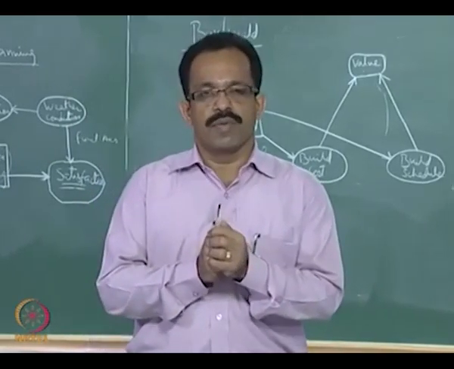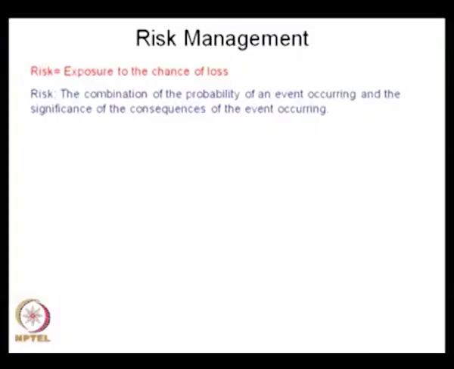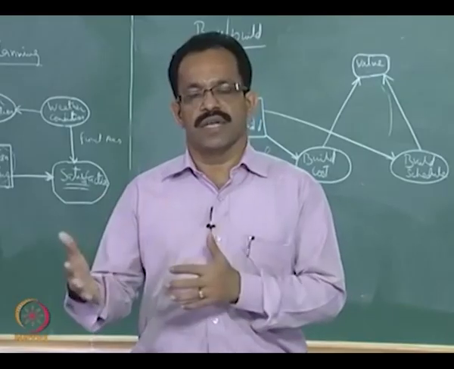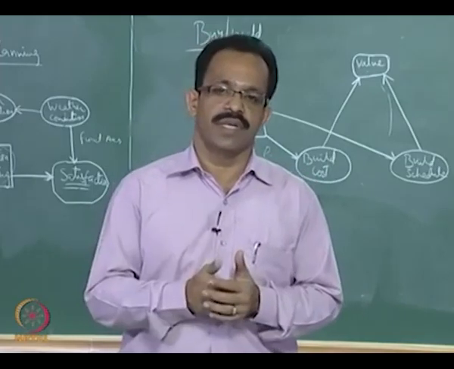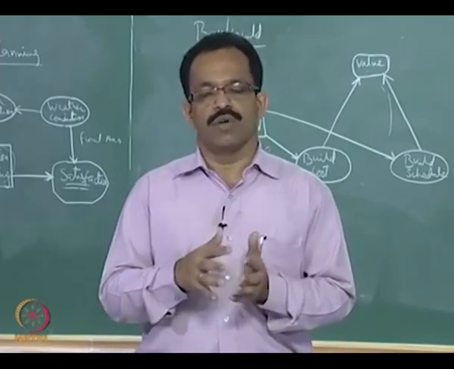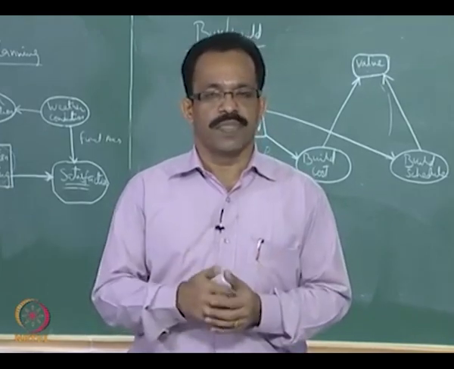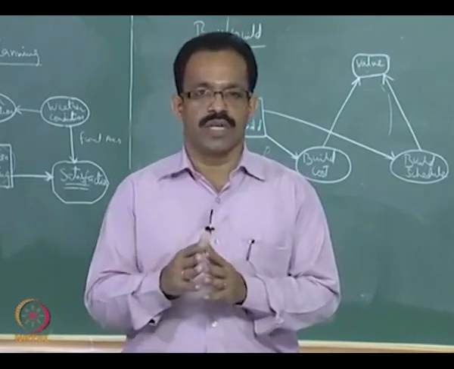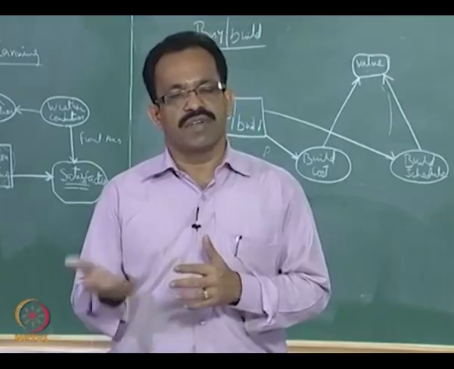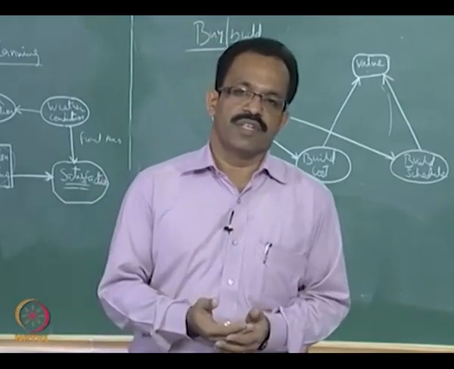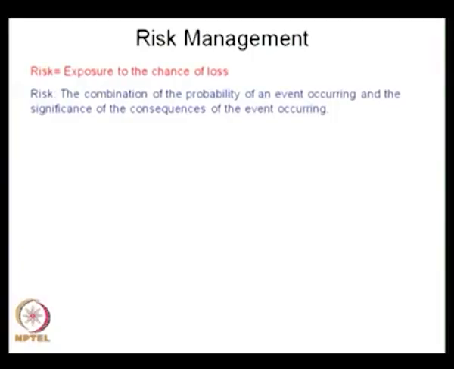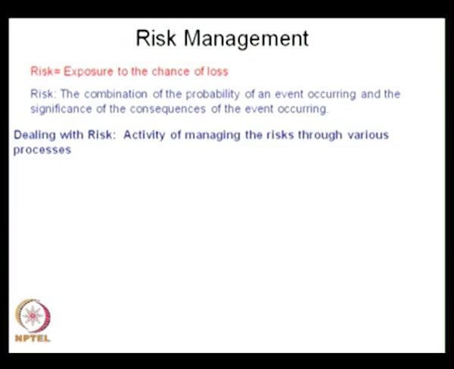You can have a probability of something happening, but if the influence of that is very minimal in your design or in that particular system behavior, then the risk is less. Even if there is a high possibility of that event happening, if the outcome is not so significant, you can say that the risk is very low. So it is basically a combination of the probability of the event happening as well as the influence of that event on the system performance. To deal with risk, we have many methods.